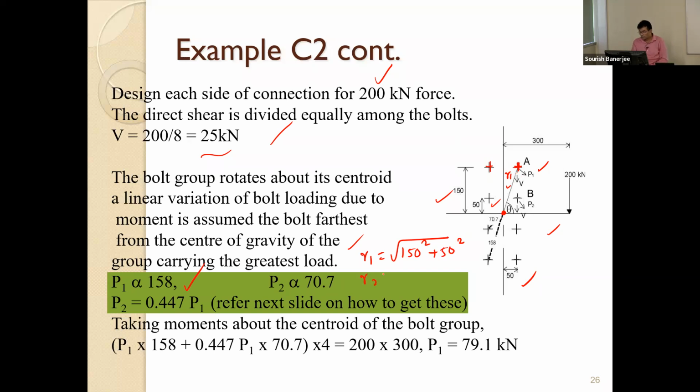And then if you look at bolt 2, it is proportional to 70.7, which is the square root of 50 squared plus 50 squared. So what we are saying is, as per the assumption, that the load will be proportional to the radial distance. Now if you take the ratio, dividing one by the other, you get P2 equals 0.447 P1.